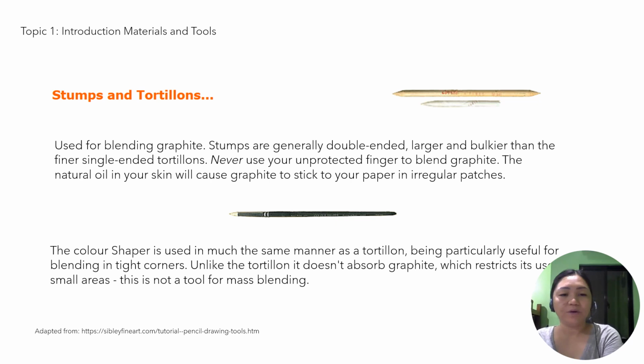So itong ating color shaper, this is used in much the same manner as your tortillon, being particularly useful for blending in light or tight corners. Unlike the tortillon, it doesn't absorb graphite, which restricts its use in small areas. This is not a tool for mass blending.